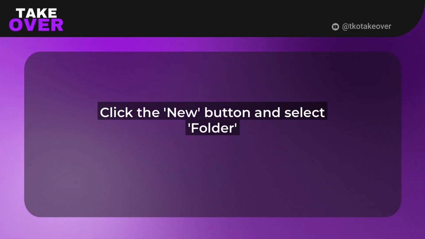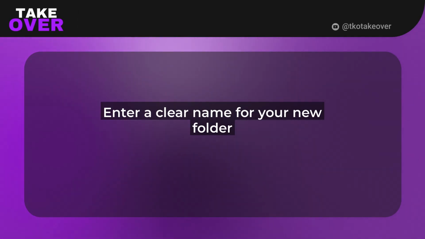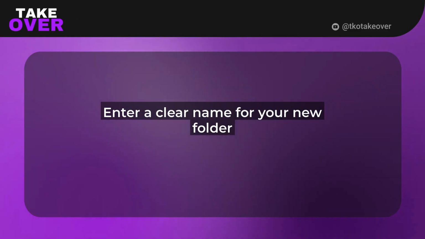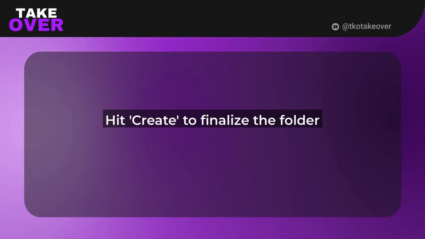Now, let's get to the action. Look for the New button, usually found at the top of the page. It's often represented by a plus sign or a drop-down menu. Click on it, and from the options, select Folder. A pop-up window will appear asking you to name your folder. Choose a clear, descriptive name, like Project Q1 Reports, to keep things organized. After entering the name, hit Create or Save, and voila, your folder is ready.